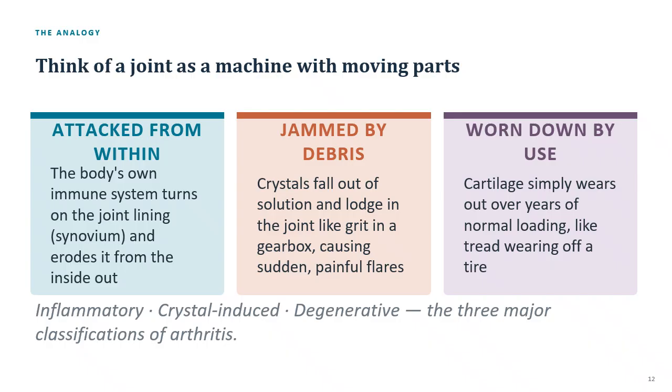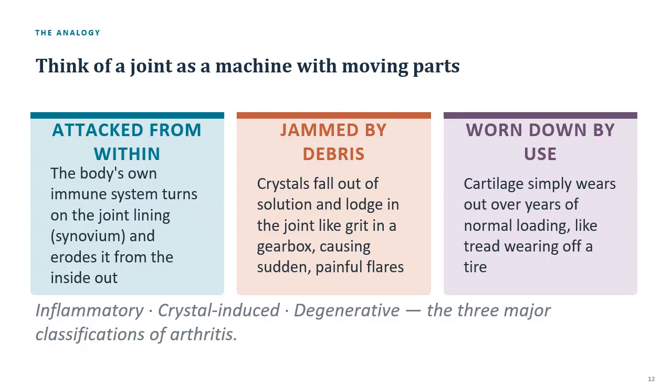So here are the three categories for this particular chapter. I want you to think of the joint as a machine that has surfaces that must glide against each other smoothly. Cartilage covers the ends of our bones, and synovium lines our joints. Ligaments provide stability, and synovial fluid reduces friction as those bones glide together.